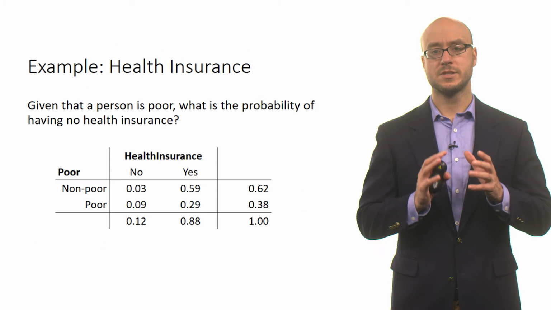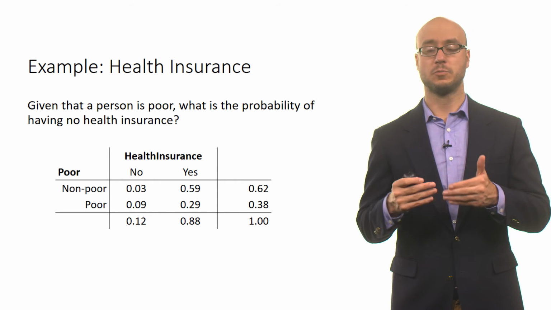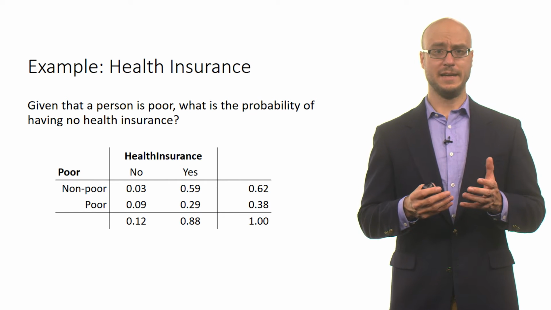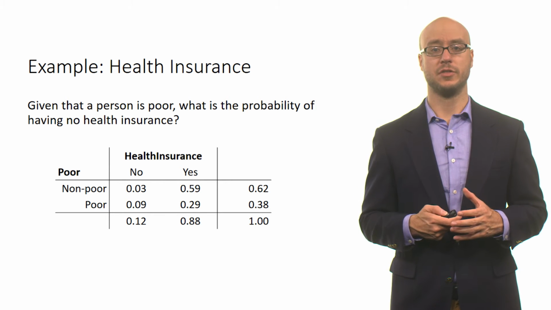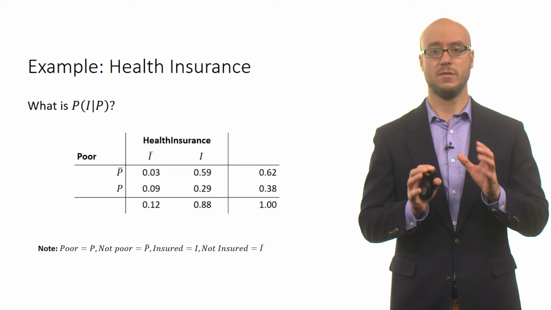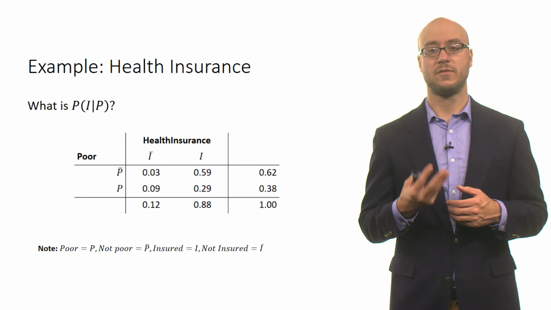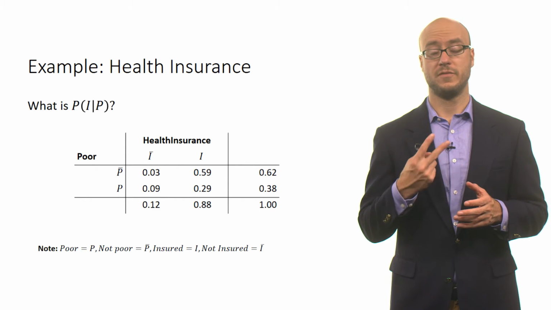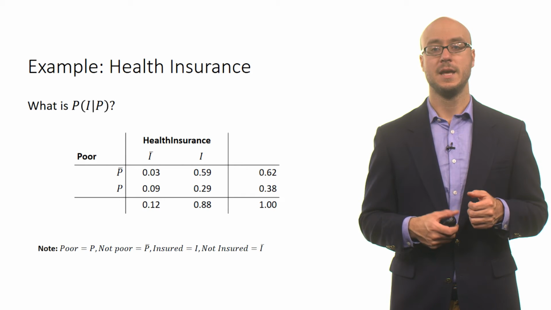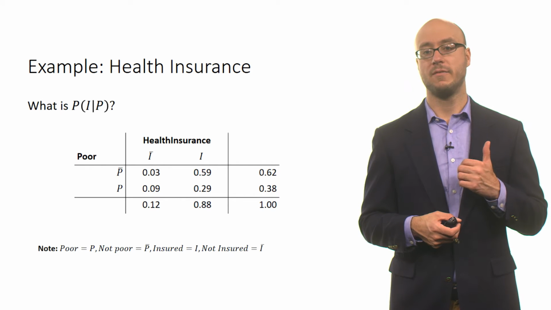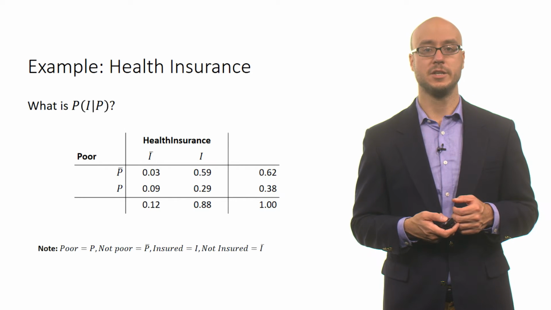All right, so here's an example with health insurance, looking at a probability table as well as a probability tree. So we might ask, if a person is poor, what is the probability of having no health insurance? Let's label each of our events. We have 2 variables, health insurance and poor, but we can think of 4 different events, or to put it another way, 2 events and their complements. We have poor and not poor, so we have P and the complement of P. Then we have I for being insured and the complement for being not insured.